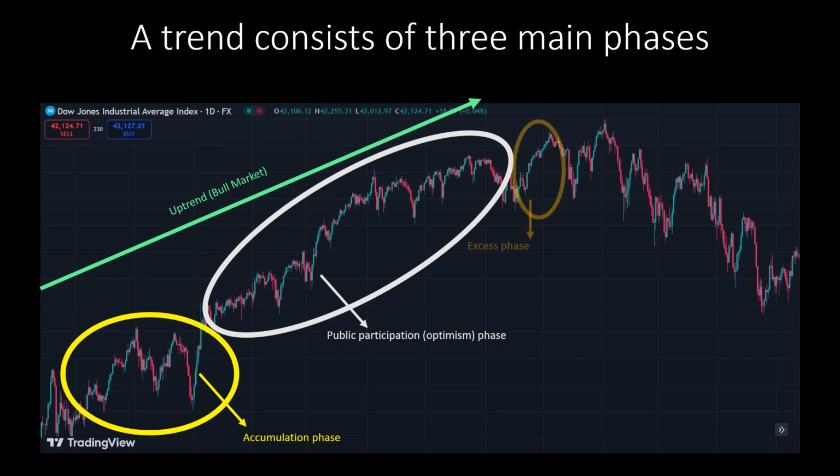At the end of the uptrend, there's an excess phase where naive investors who are unable to estimate the intrinsic value of the asset accurately jump in and make the price reach one or maybe two new highs.